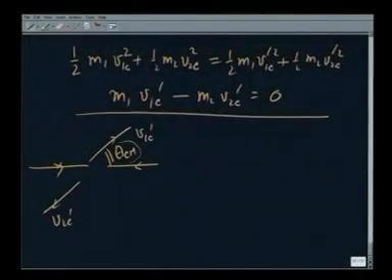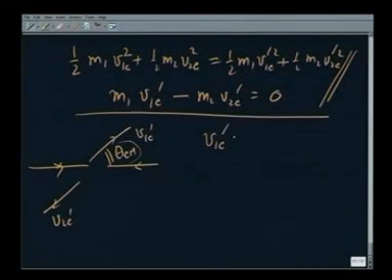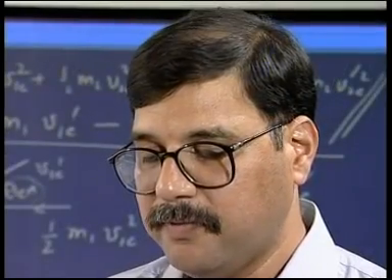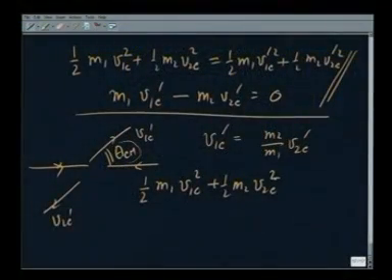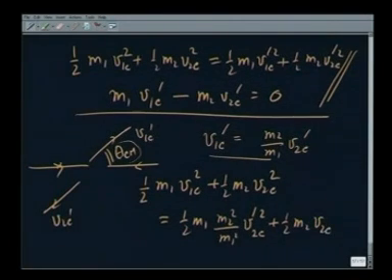But going back to the equations of conservation, applying these two together, I get V1c prime is equal to m2 upon m1 V2c prime, and let me substitute this in the energy conservation equation to get 1/2 m1 V1c square plus 1/2 m2 V2c square is equal to 1/2 m1 V1c prime square. I will substitute this, I get m2 square over m1 square V2c prime square plus 1/2 m2 V2c prime square.